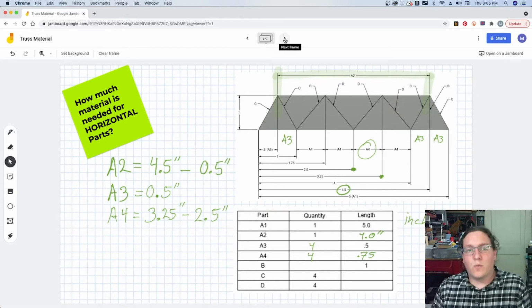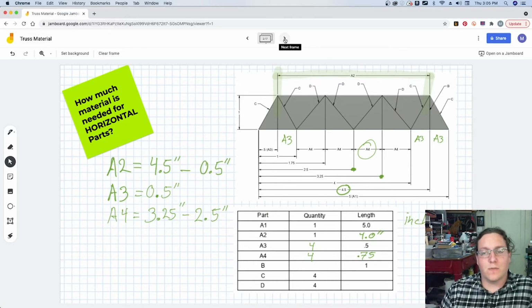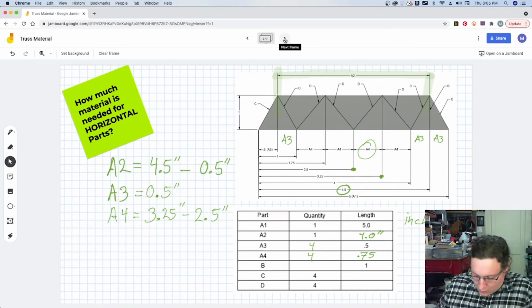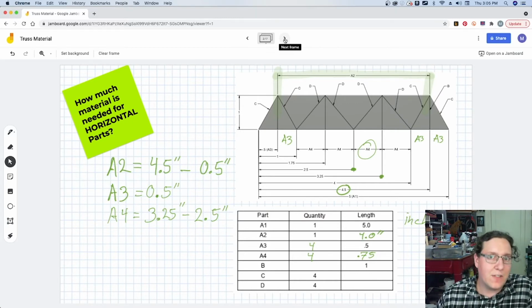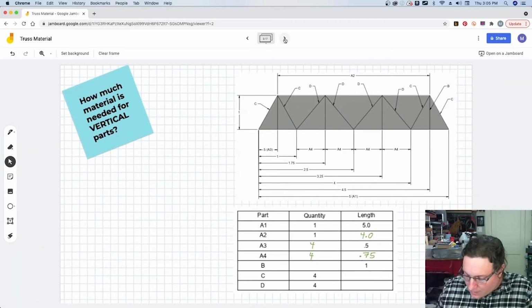So at this point, we've taken care of all of our horizontal measurements and we're able to move forward. And just as a quick example on the A4, had we gone with the leftmost sides, 1.75 inches minus 1 inch, you should quickly calculate that to 0.75. So our numbers check out and we're ready to move forward into the next step.